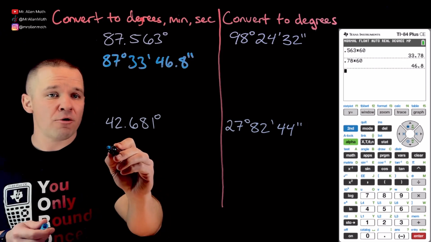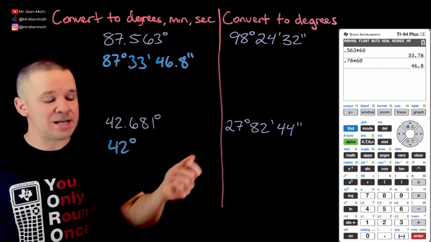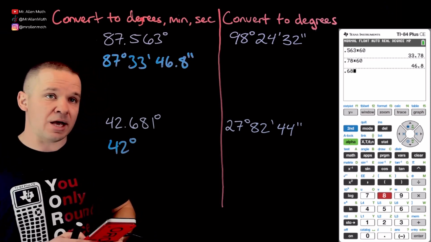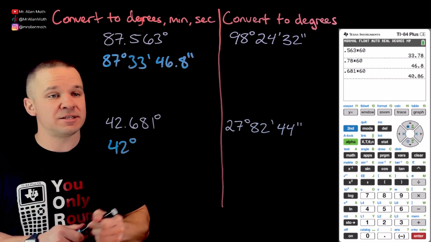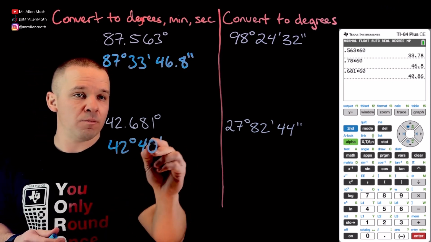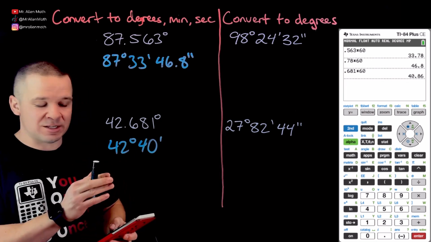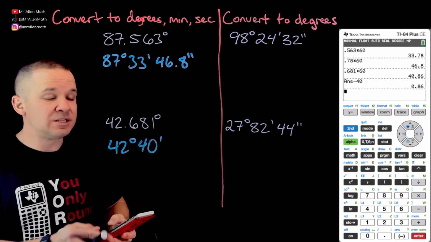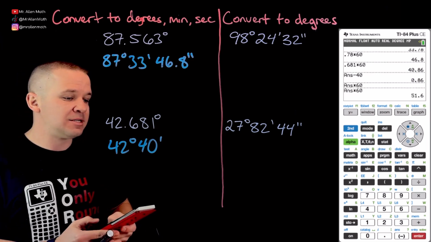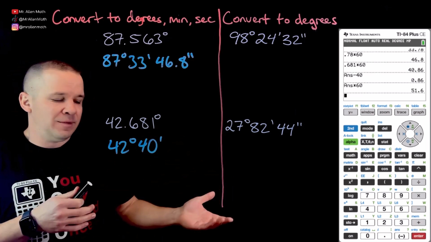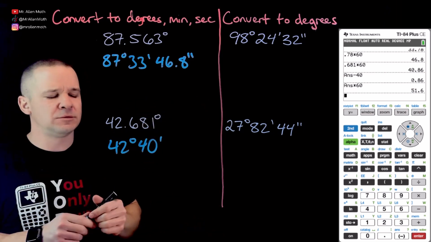I already know it's going to be 42 degrees. Now I got to get my minutes and seconds. So we'll take that 0.681, multiply it by 60. I get 40.86, so 40 minutes. And then the 0.86. If it was a really crazy decimal, you could always subtract 40 to isolate the decimal if you didn't want to retype it all, and multiply that by 60. So just another little tip there. You don't have to do it with the 0.86. Not a big deal to type it, but if it was a really long decimal, then you might want to do that.